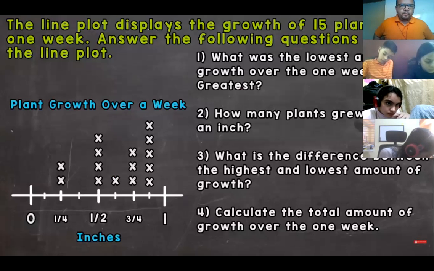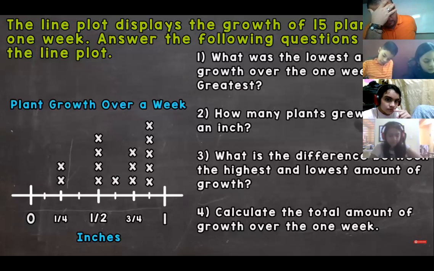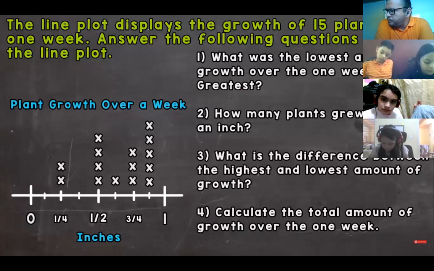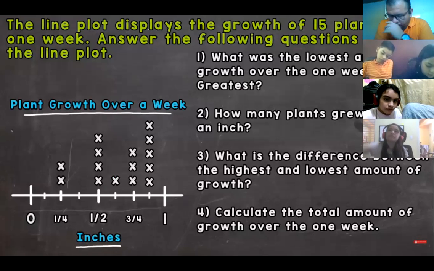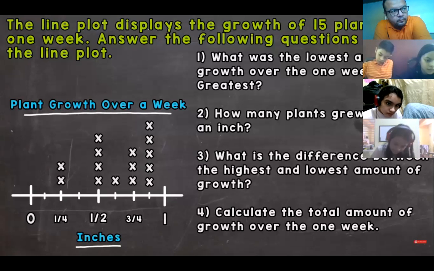So let's start up top where it says, the line plot displays the growth of 15 plants over 1 week. Answer the following questions using the line plot. So if we look here at our line plot, we have a title up top, plant growth over a week. And then down below, we have a label for what those fractions and other numbers mean. Those represent inches, so a 1/2 inch, 3/4 of an inch, or maybe even 1 whole inch.